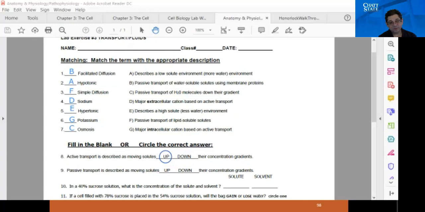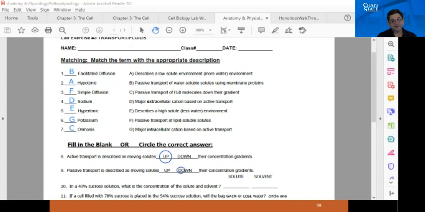So our good example is that sodium potassium pump. It's going to be moving sodium ions where they're low inside the cell to where they're high outside the cell. By the way, that's what makes sodium the most major extracellular cation, is going up the gradient.